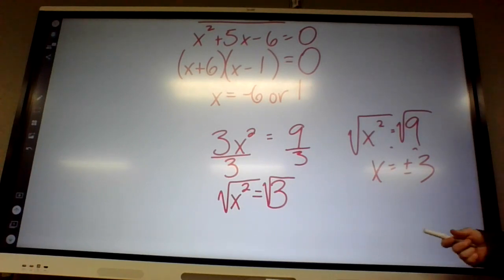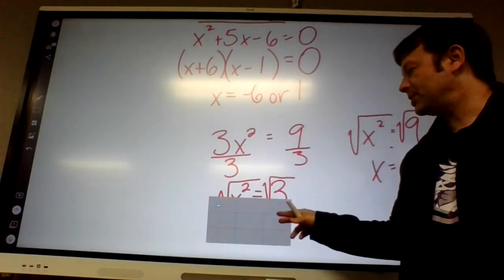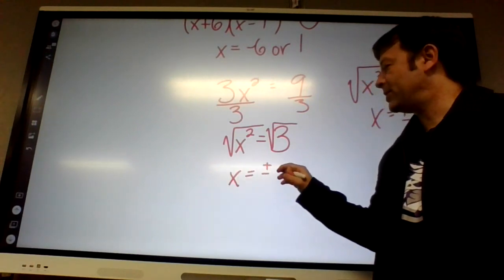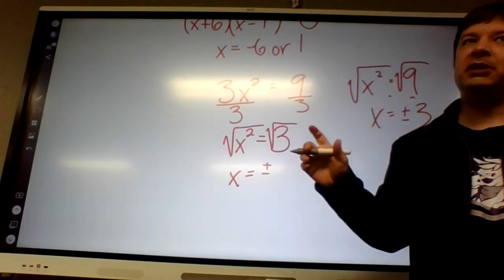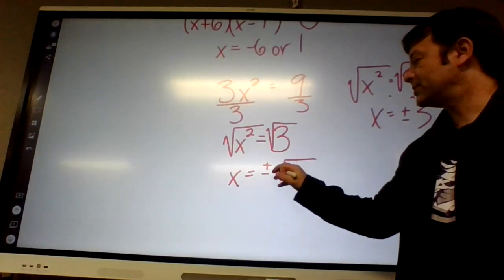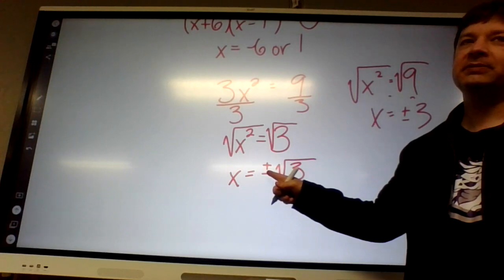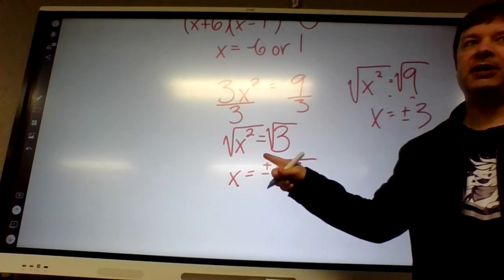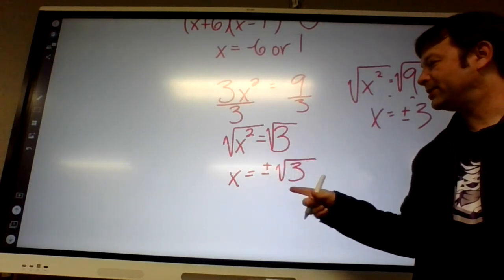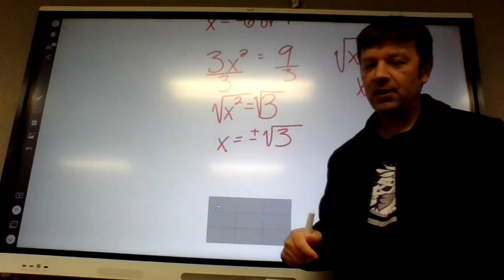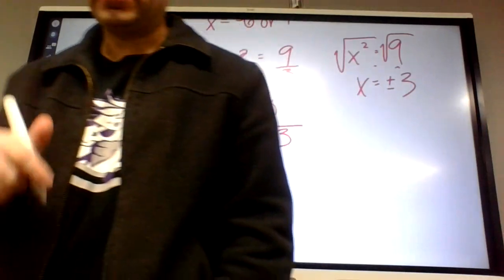So anyway, does 3 have a nice square root over here? No. So if it doesn't work out nicely, we're not going to put it in the calculator and get a decimal. We're just going to leave it as square root of 3. But notice I put a plus or minus. If you don't, I'm going to take a half off every time that you don't. So be careful.